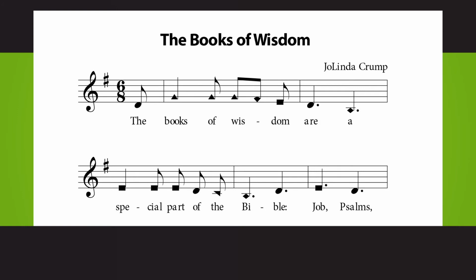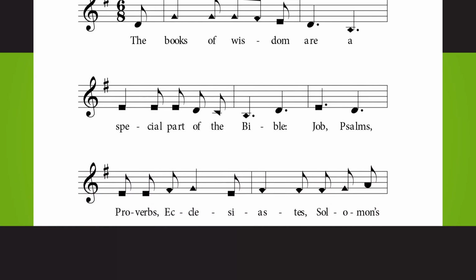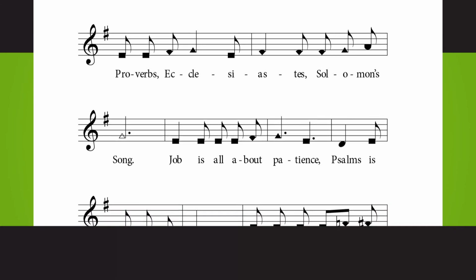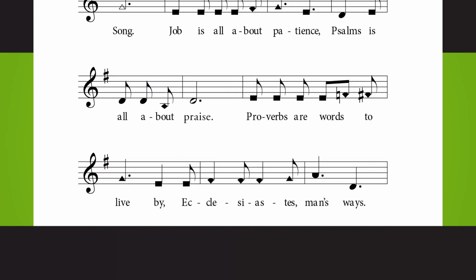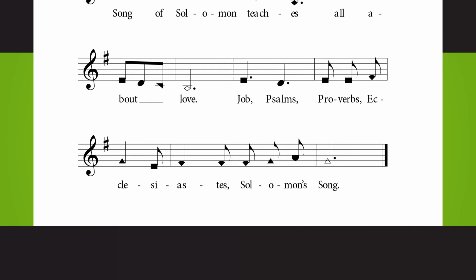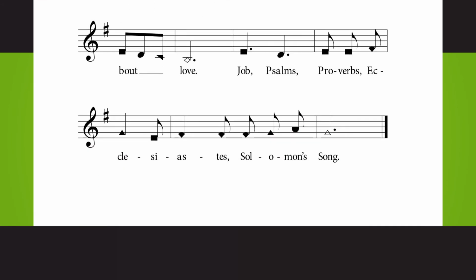The books of wisdom are a special part of the Bible: Job, Psalms, Proverbs, Ecclesiastes, Solomon's song. Job is all about patience, Psalms is all about praise. Proverbs are words to live by, Ecclesiastes man's ways. Song of Solomon teaches all about love. Job, Psalms, Proverbs, Ecclesiastes, Solomon's song.